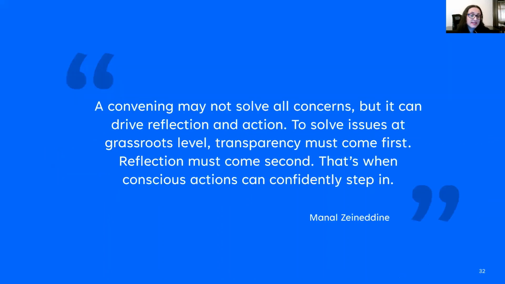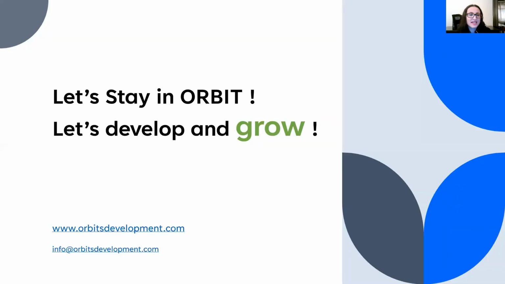And at the end, I like to end it this way: a convening may not solve all our concerns, but it can drive reflection and action. To solve issues at grassroots level, transparency must come first, reflection must come second. That's when conscious actions can confidently step in. Let's stay in orbit, let's develop and grow.